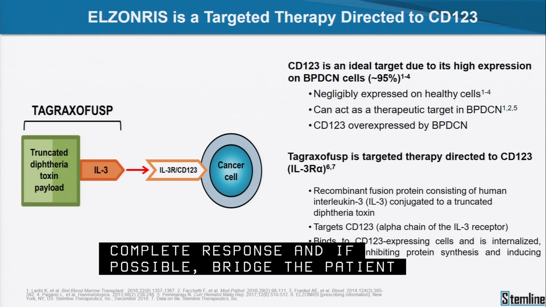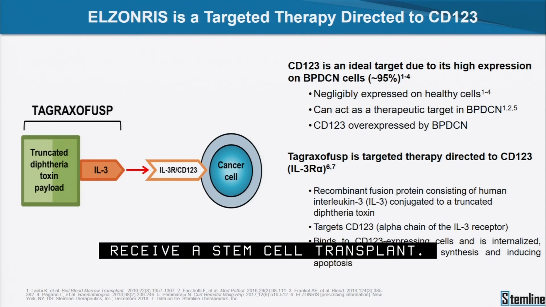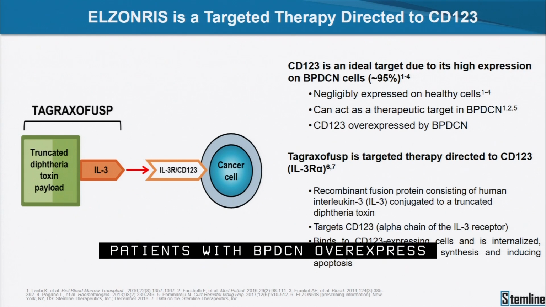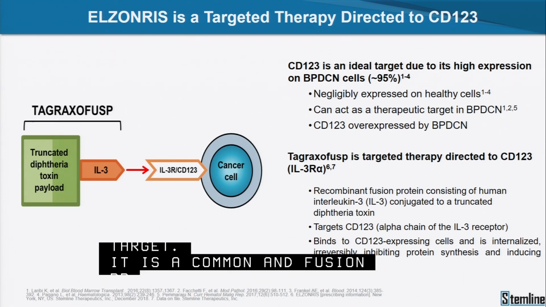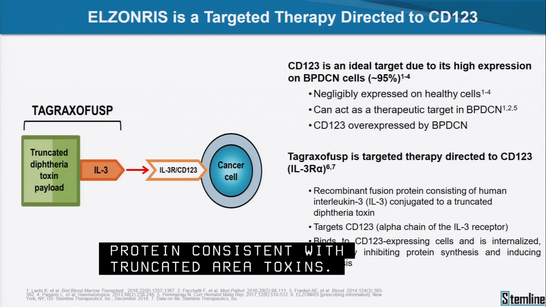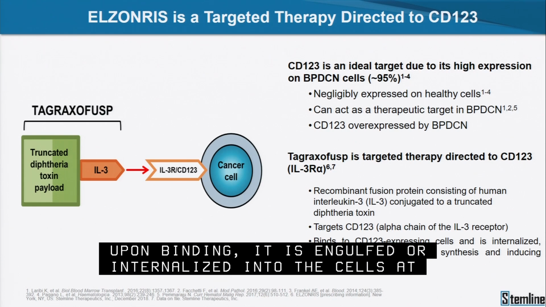Elzonris is a targeted therapy directed to CD123. Patients with BPDCN overexpress CD123, making this an ideal target and an ideal therapy. Elzonris is a recombinant fusion protein consisting of human interleukin-3 with truncated diphtheria toxin. Upon binding to CD123, Elzonris is engulfed, or internalized, into the cell, at which point it will inhibit protein synthesis, leading to cell apoptosis.